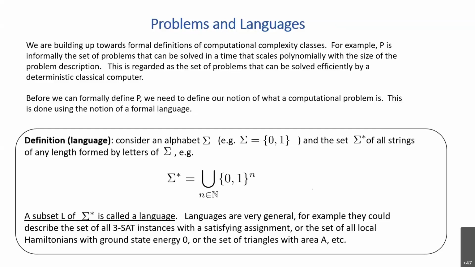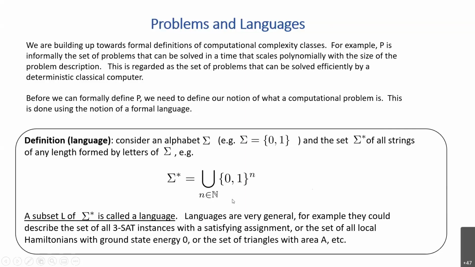So we need to first define our notion of what a computational problem really is precisely. And to do this, we use the concept of a formal language. So the definition of a language. So consider an alphabet sigma, which for us will just be a Boolean alphabet. And then sigma star is the set of all strings of any length formed by the letters of this alphabet, right? So this union over all possible strings. It's kind of key that there's actually infinity appearing here.